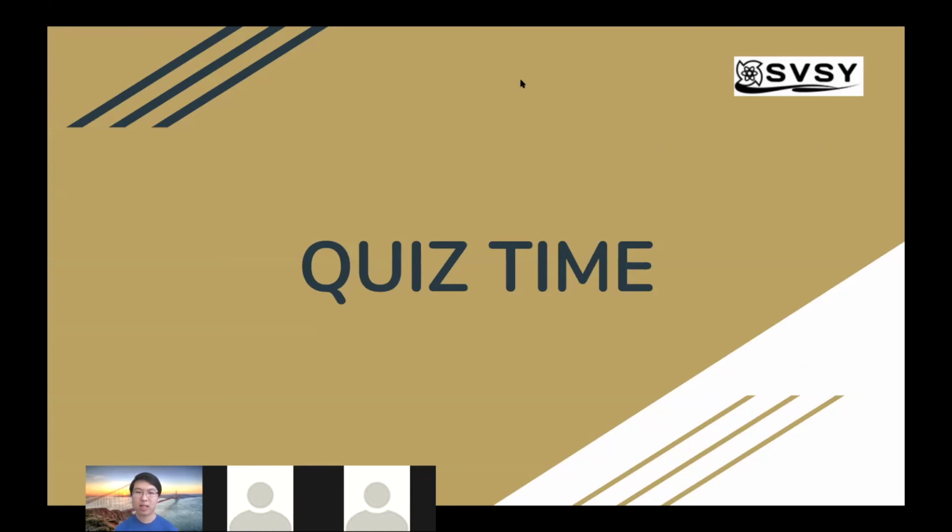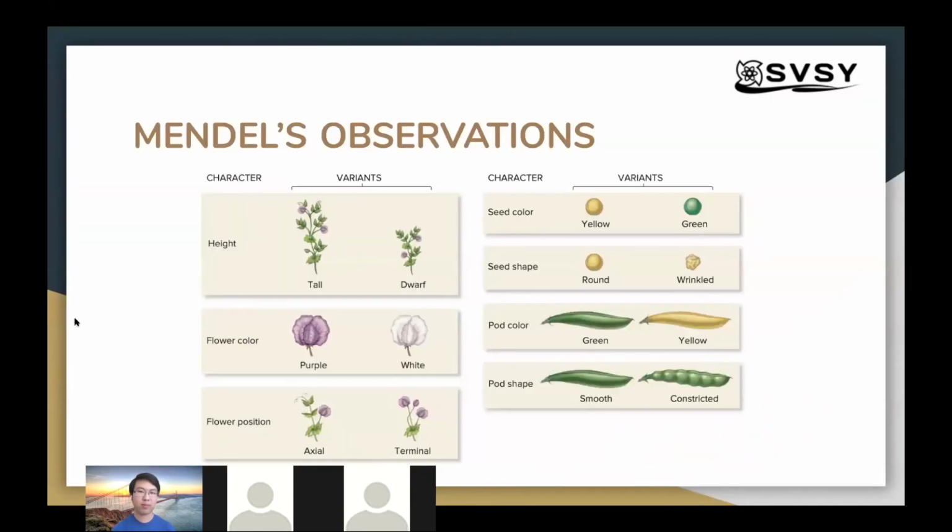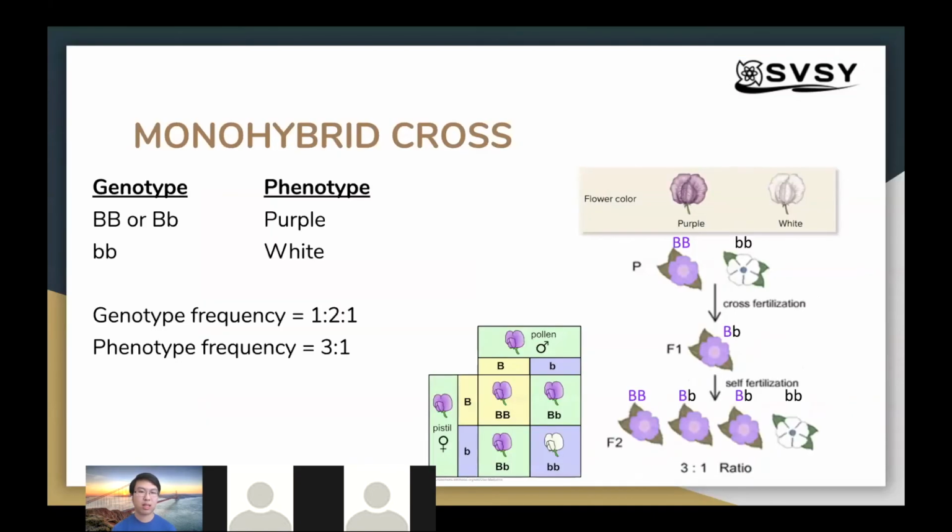Okay, great. So we got a majority of people getting the correct answer, but let's go back and review really quickly. The genotype frequency is 1-to-2-to-1. The genotype again is this arrangement of letters, these alleles that each individual has. So we have one homozygous dominant, two heterozygotes, and one homozygous recessive. And in a regular Mendelian monohybrid cross, this is always the genotypic frequency you'll express.